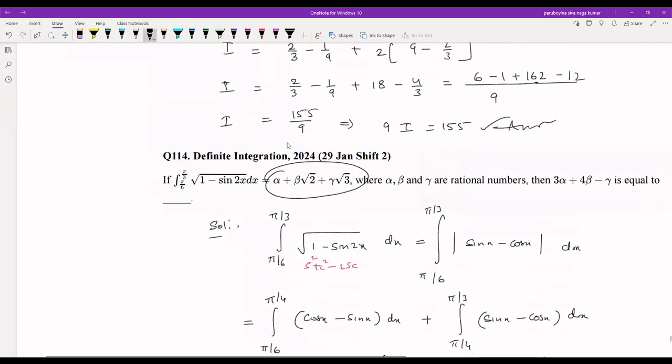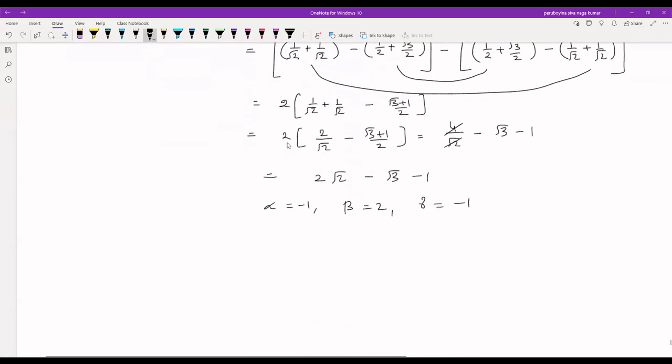And they are asking 3 alpha plus 4 beta minus gamma. 3 alpha means minus 3, plus 4 beta means 4 into 2 is 8, minus gamma means plus 1. 8 plus 1 is 9, minus 3, which is 6. That is the answer of this question.